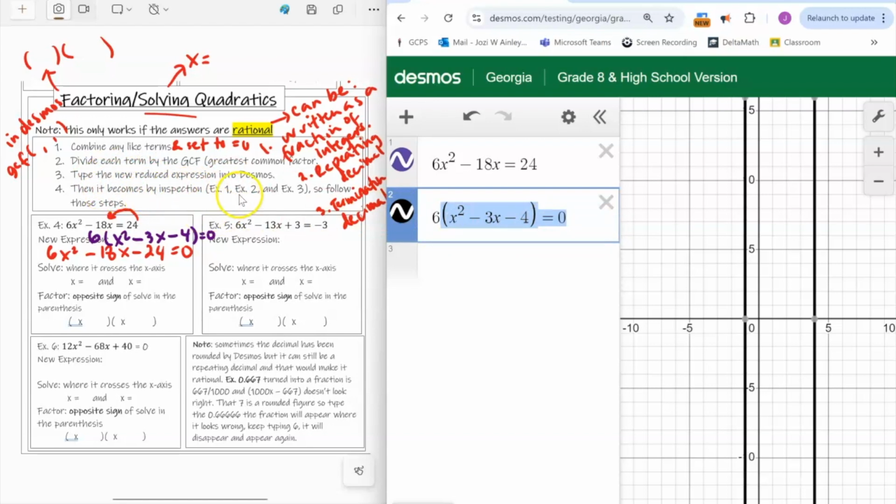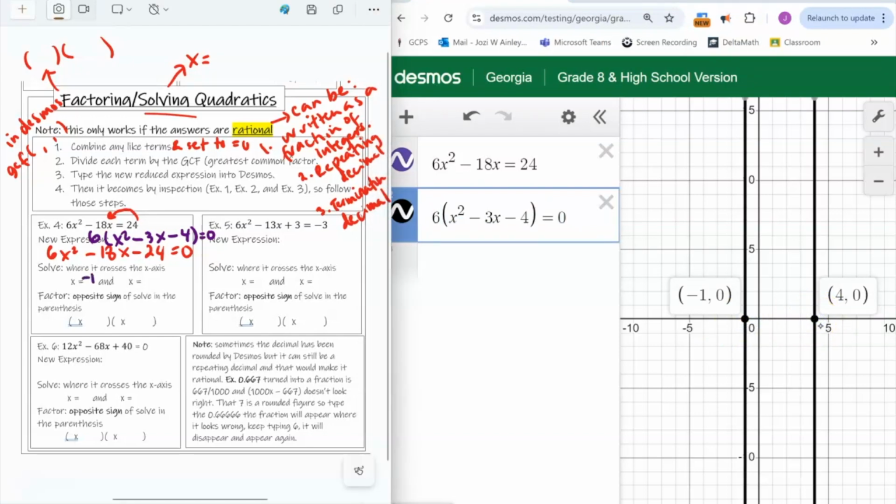Then it becomes by inspection. So follow the steps from examples 1, 2, and 3 that we did above. If I'm trying to solve the quadratic, I'm looking for the x-intercepts, the roots, the solutions, or the zeros. And if I'm trying to factor, I do one step after this. So solve where it crosses the x-axis. It crosses the x-axis at -1 and 4. So this is -1 and 4.